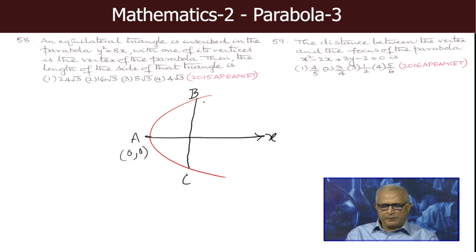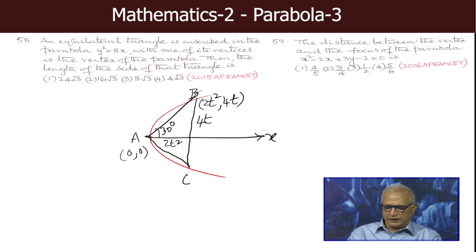B can be taken in parametric coordinates as (at², 2at), that is (2t², 4t). So, this is 4t and this is 2t². Because the triangle is equilateral, this is 60 and this is 30. So, what is tan 30? 1 by root 3 equals 4t by 2t². So, that is 2 by t equal to 1 by root 3, or t equals 2 root 3.